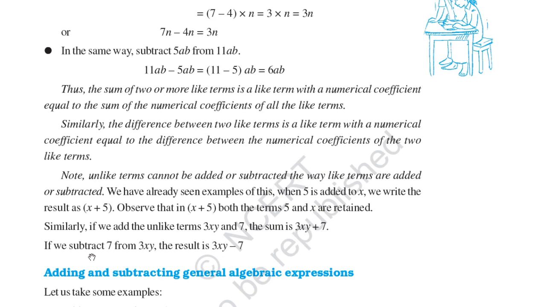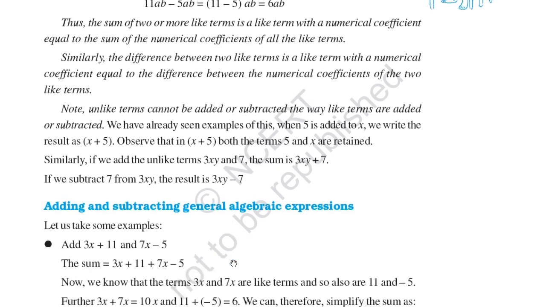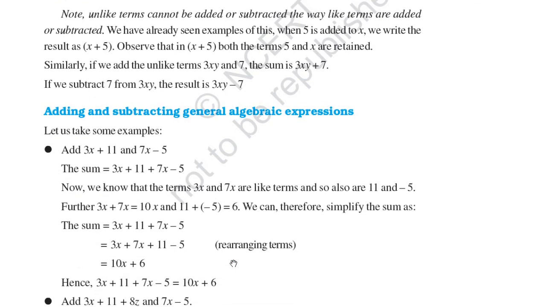If we subtract 7 from 3xy, the result is 3xy minus 7. Adding and subtracting general algebraic expressions. Let us take some examples.